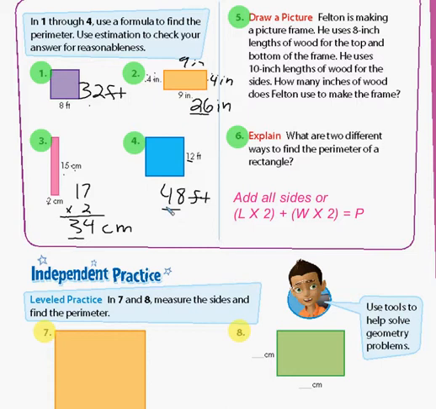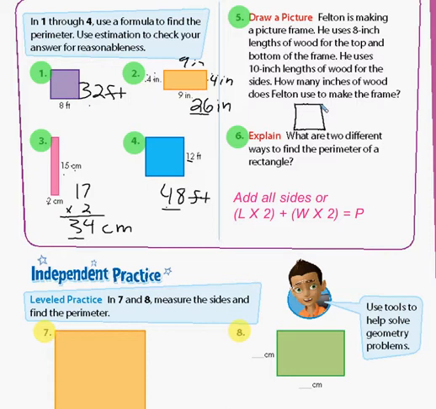Question number 5. Okay, our strategy is going to be draw a picture. And it says, Felton is making a picture frame. He uses 8-inch lengths of wood for the top and bottom of the frame. He used 10-inch lengths of wood for the sides. How many inches of wood does Felton use to make the frame? So we probably go ahead and draw a picture. That's going to be close to square. The top is going to be a little bit shorter, it looks like. Side's going to be a little bit longer. It's still pretty close to a square there.